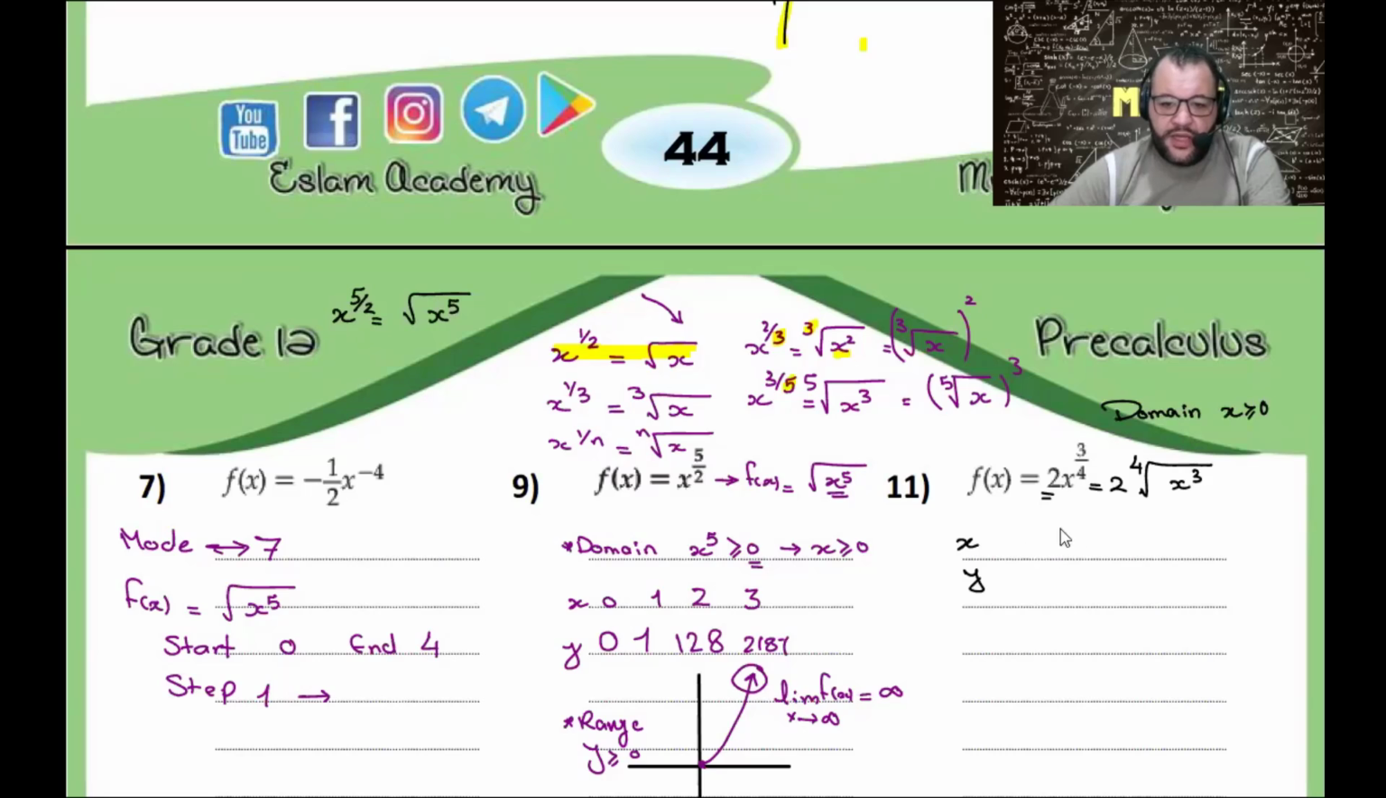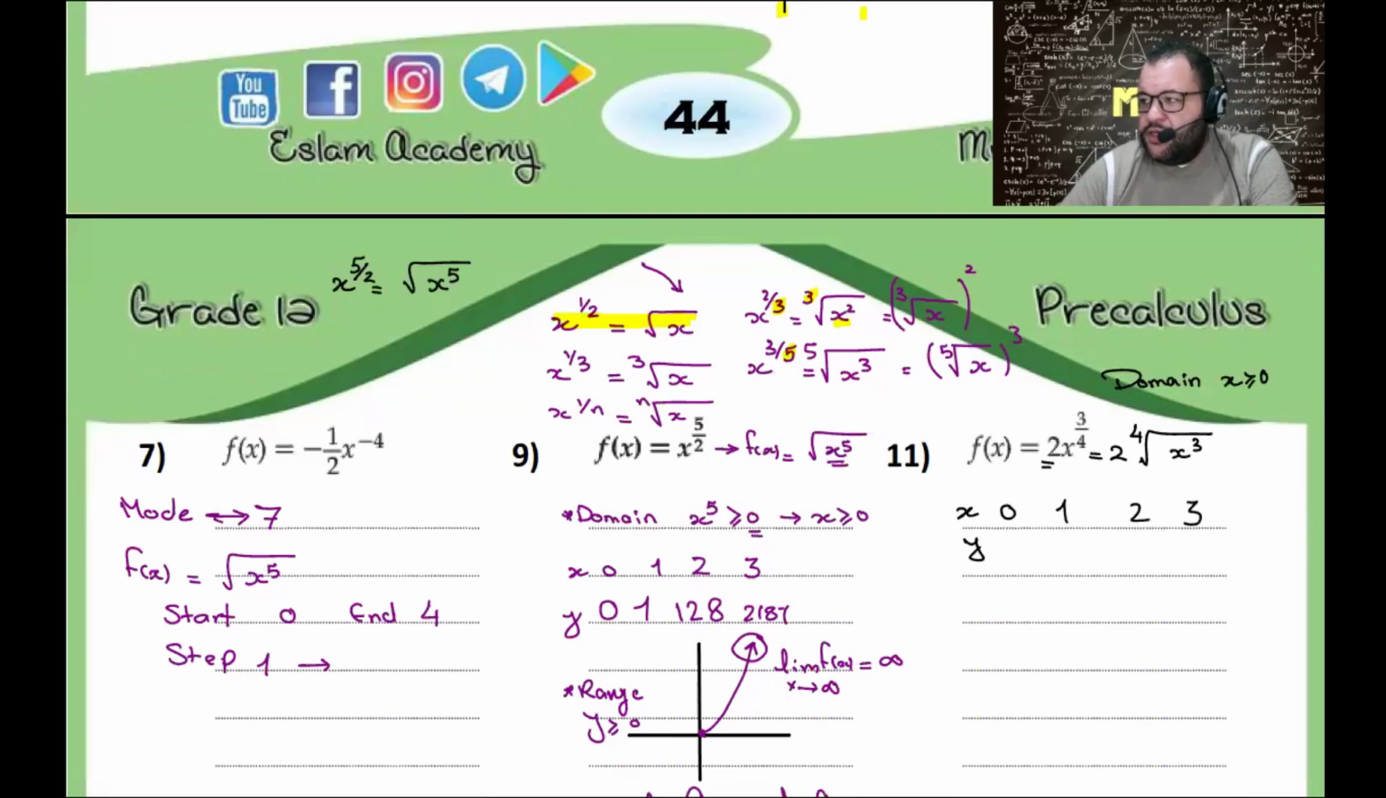We will find the range from the graph. So how can we represent this one? We will choose 0, 1, 2, and 3. That's enough. By using substitution or by using mode 7, can you find it by using the calculator? Any problem for finding it by using the calculator?